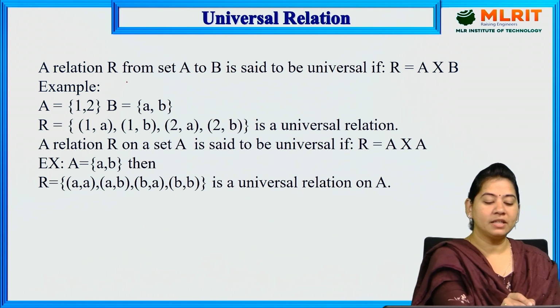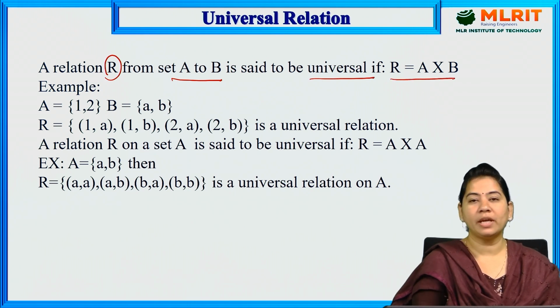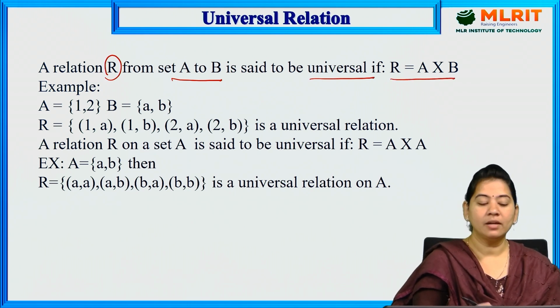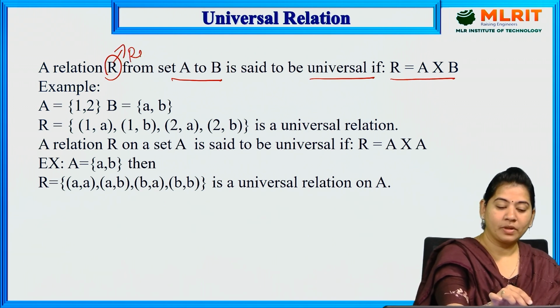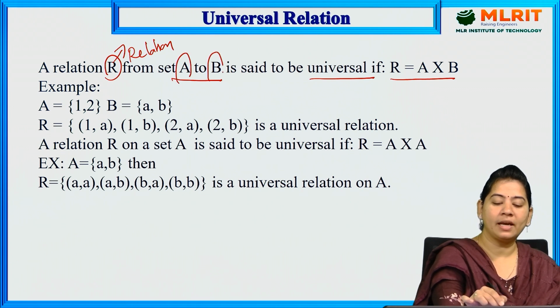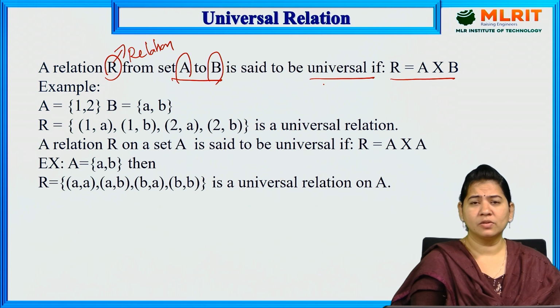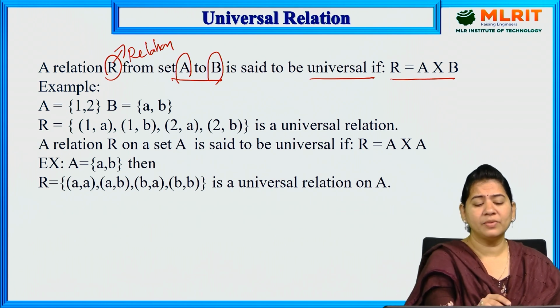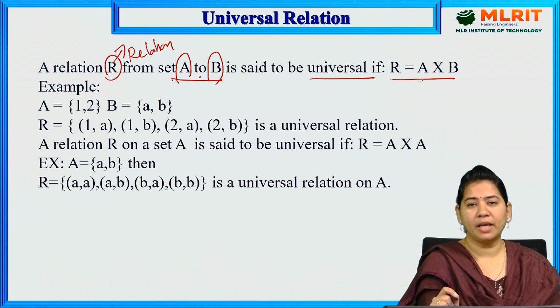A relation capital R from set A to set B is said to be universal if R is equal to A cross B. Here, let capital R be a relation, and let us suppose we have two sets denoted set A and set B. We say that R from set A to set B is called universal if R is equal to A cross B.